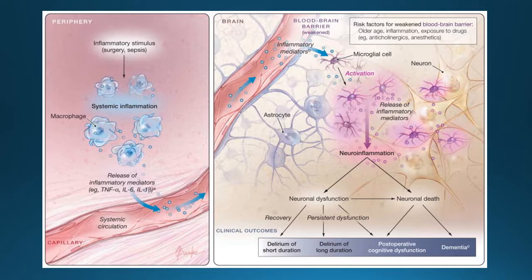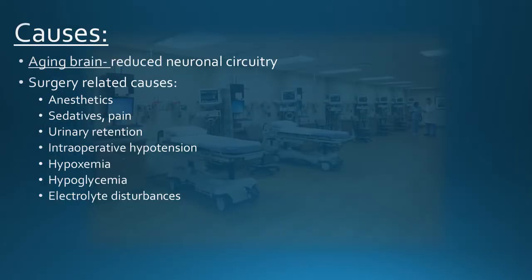So the inflammatory mediators released into the bloodstream as a byproduct of the systemic inflammation cross over this weakened blood-brain barrier and result in activation of microglial cells, releasing inflammatory mediators within the cerebral tissue. This neuroinflammation then results in neuronal dysfunction, which is thought to contribute to delirium as well as postoperative cognitive dysfunction. Neuroinflammation has also been linked to neuronal death, which may contribute to the development of both postoperative cognitive dysfunction and possibly dementia. The aging brain has decreased quantitative and qualitative functioning and decreased neuronal circuitry. This may account for the increased incidence of delirium in the elderly population.